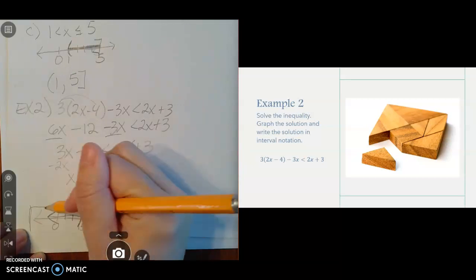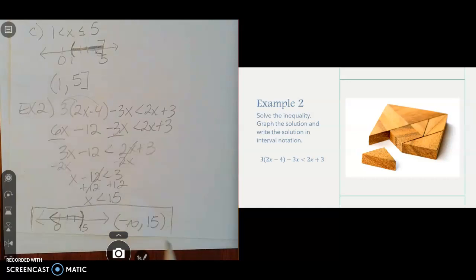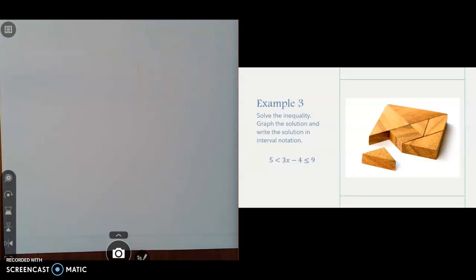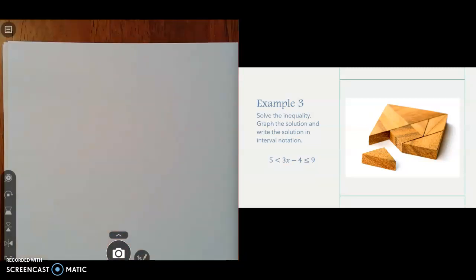So the graph and the interval notation are my answers for that example. All right, let's do another one. In example 3, we're going to solve our inequality. I've got a compound inequality for you. And then we'll graph our solution and write it in interval notation.